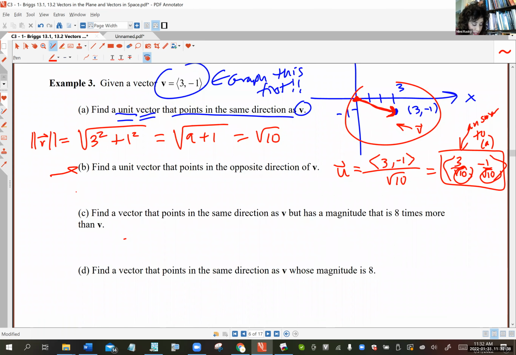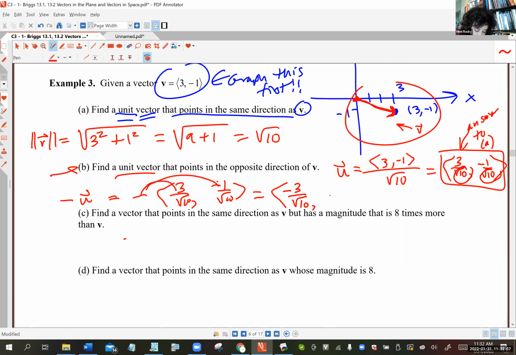Now, how do you do letter B? How do you find a unit vector that points in the opposite direction of v? You're just going to take the opposite of u, which is the opposite of this vector we just got from part A. And then I'm going to distribute the negative, and that just means you're going to change the sign of the components. Super easy. Your final answer for part B is the vector, so use angular brackets, -3 over square root of 10, 1 over square root of 10, and you're done. That's going to be a unit vector pointing in the opposite direction of v. Fine.